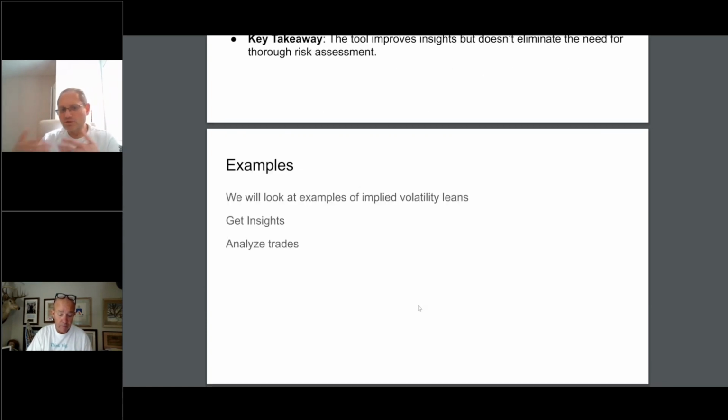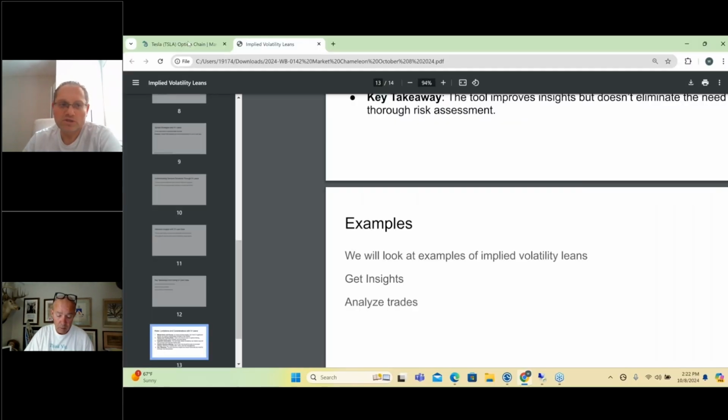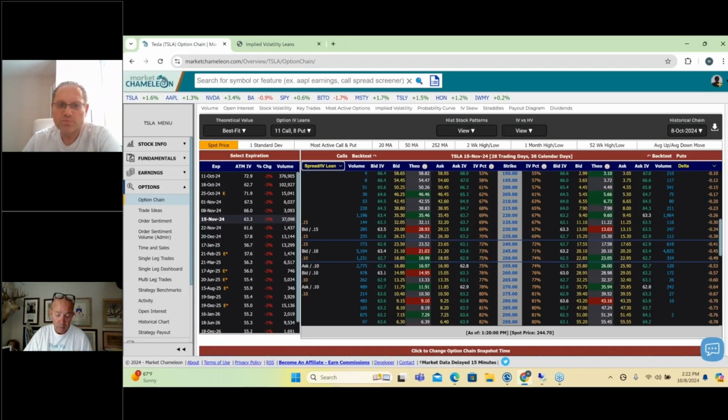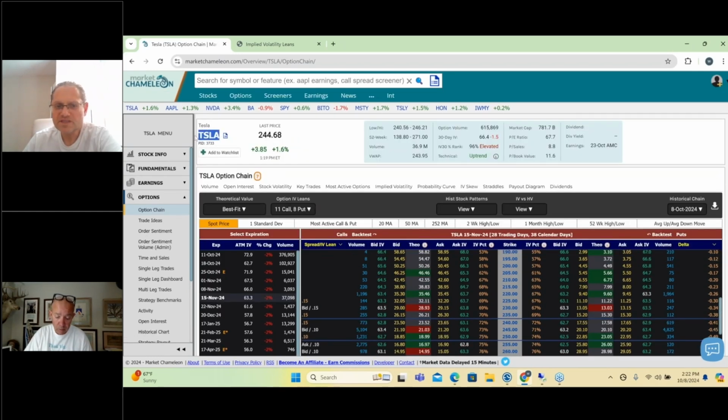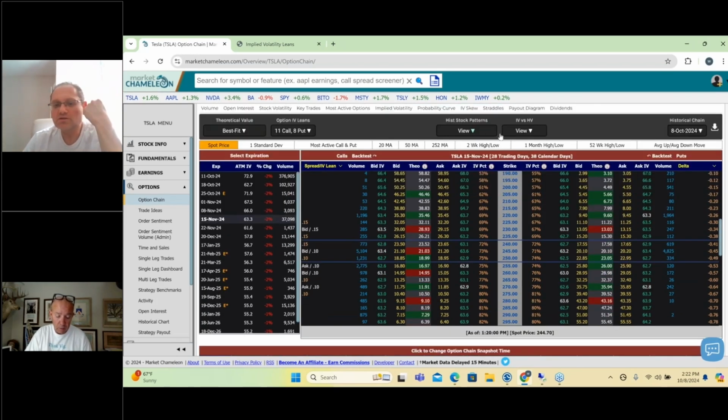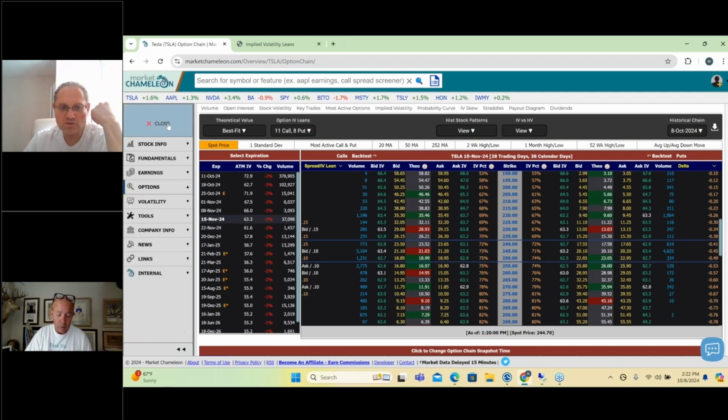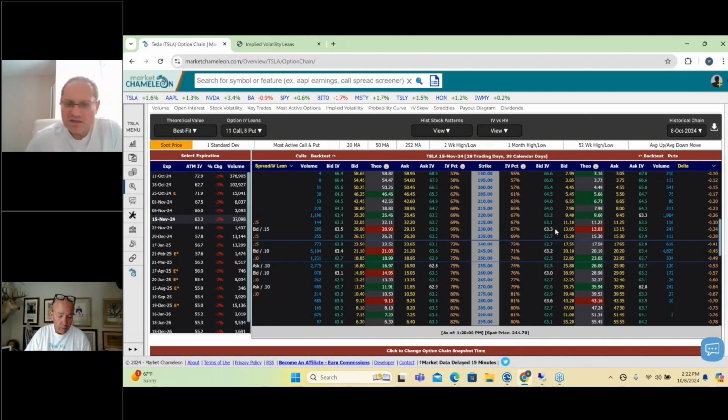So now what we're going to do is just go and look at some examples on an options chain. We're going to see if we could get some insights, maybe analyze some trading volume. Okay, so let's come out from here, and I'm going to go here to an options chain. So I put up Tesla options chain. This is from today. I put it up here before we started the webinar. What I'm going to do is just close this menu to the left-hand side to expand the screen.